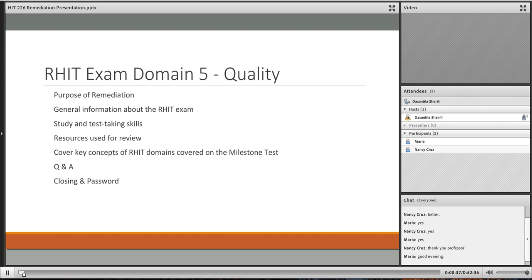Basically, in this presentation, I'm going to talk about the remediation itself, some general information about the RHIT exam, study and test taking skills, and resources used for review. I'm going to cover some key concepts of the RHIT domains that are covered on the milestone test. And then, of course, if you have any questions, I'll be happy to answer them. I'll also take a look at the chat box, and if you have anything moving forward, I'll try to address it right away.